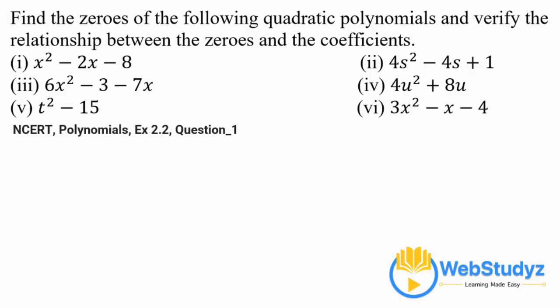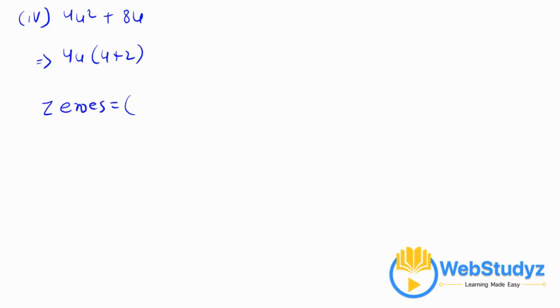Now move on to the fourth one, that is 4u square plus 8u. We can write this as, we can take common 4u. Inside we get u plus 2. So this will give us the zeros as 0 comma minus 2.